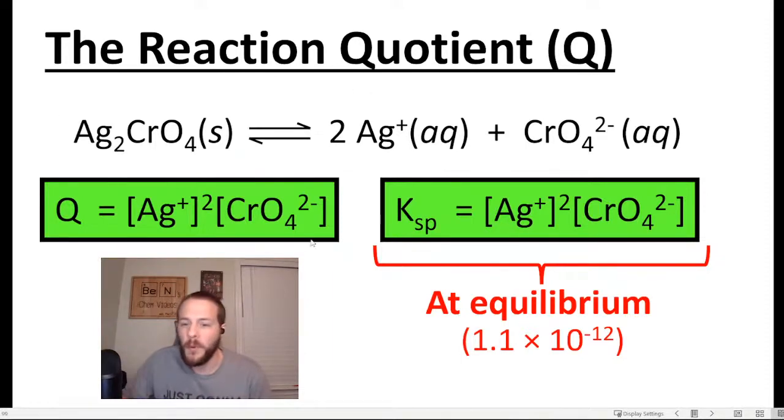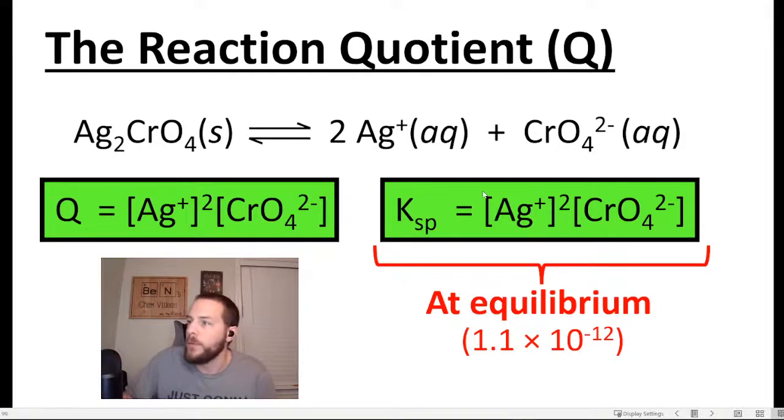And so for both of these properties, Q and K, the expression is the concentration of the silver ion squared times the concentration of the chromate ion. You might be asking, why do we have two different properties represented by the same expression? The answer is that this is the expression for KSP, but the concentrations of these ions have to be at equilibrium for it to be considered KSP. So KSP describes this expression at equilibrium, and Q, the reaction quotient, describes this expression under any conditions, not necessarily equilibrium, right?